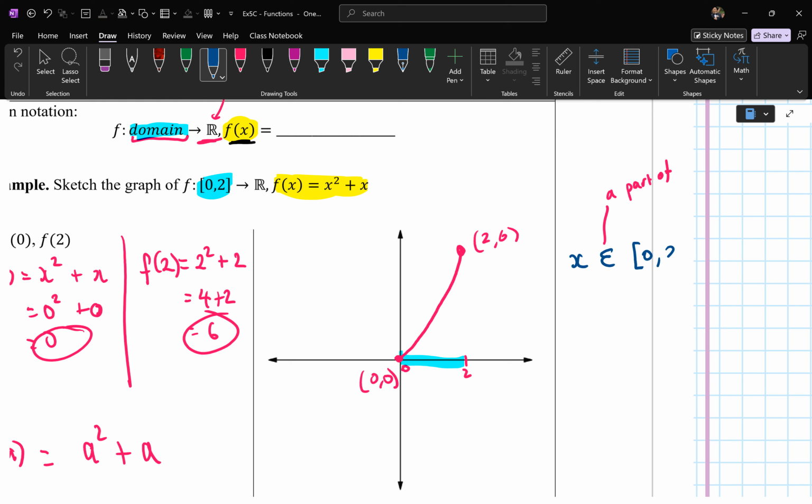Using interval notation, X is a part of 0 to 2. So when someone reads this, they know you're saying the domain is 0 to 2. How do you think I'll say the range? What would I use? Y.